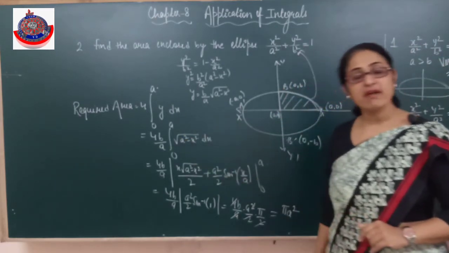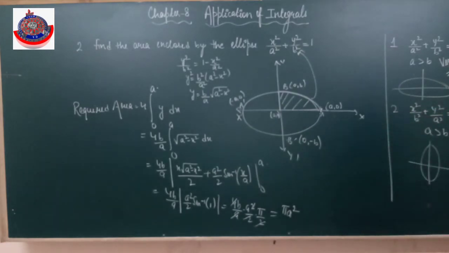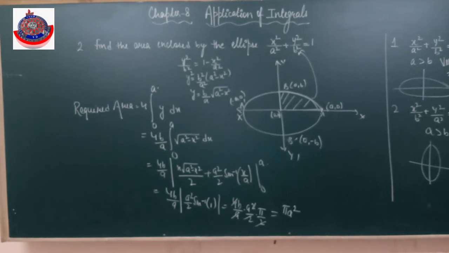So put the value of y. Integrate it. Maximum these three categories of formulas you will be getting. And then put upper limit minus lower limit. That would be your answer.